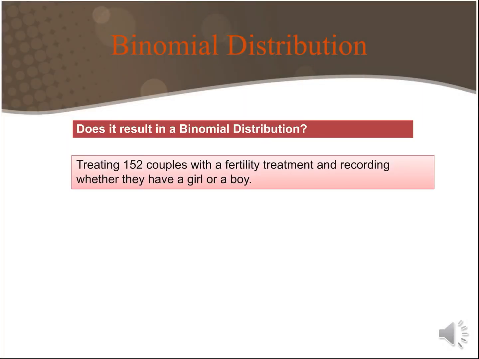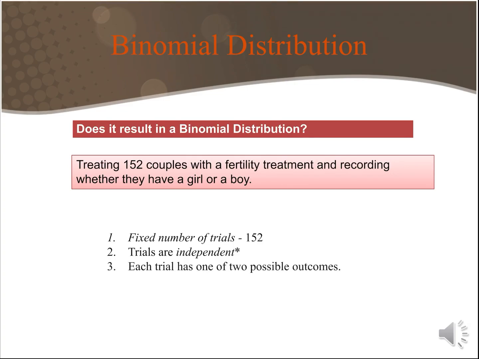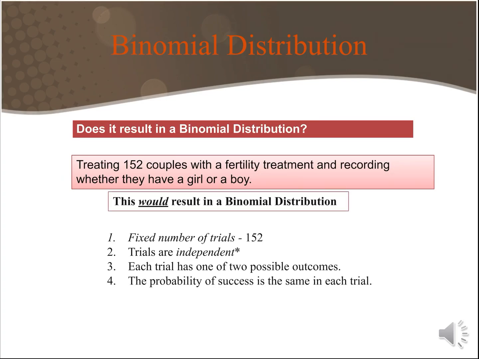And let's do one last one. Does this result in a binomial distribution? Treating 152 couples with a fertility treatment and recording whether they have a boy or a girl. So for starters, a fixed number of trials, yes, 152 couples. The trials are independent of each other. If one couple has a girl, the next couple could have a girl or a boy, so they're independent. There are one of 2 possible outcomes, a boy or a girl. And the probability of success is the same in each trial. So this is a binomial distribution.